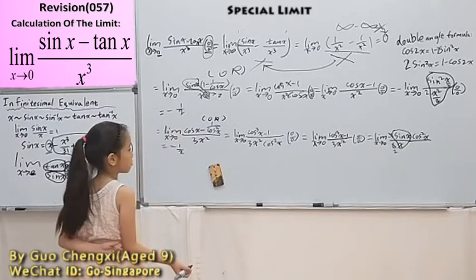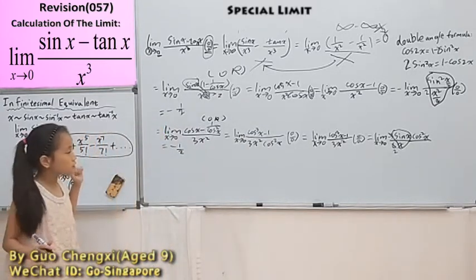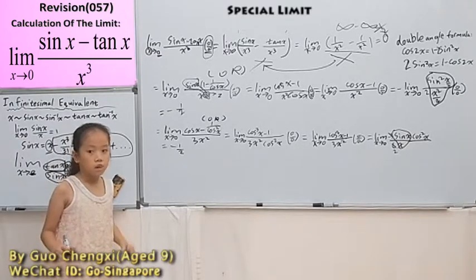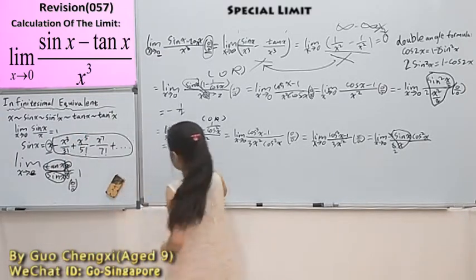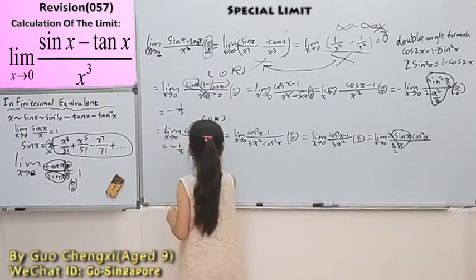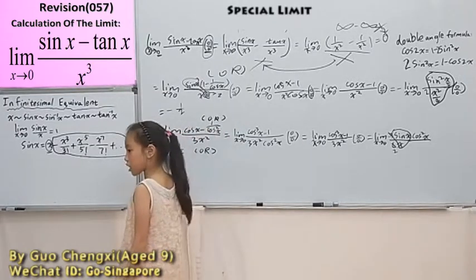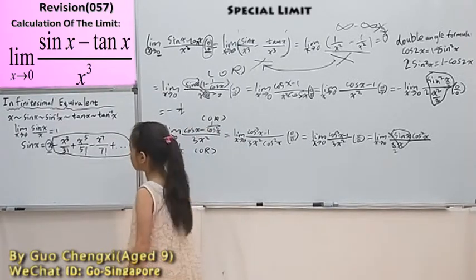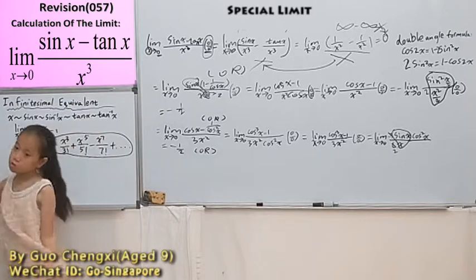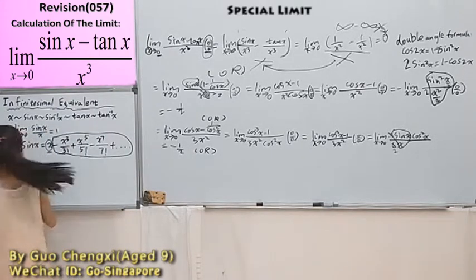Okay? So now, would you want one more method? Okay, let's try. So this method, let me tell you what is it. This method is the Maclaurin series. So let me write down the Maclaurin series for the tangent. Okay? So let me just tell you the Maclaurin series is the special case of the Taylor series.